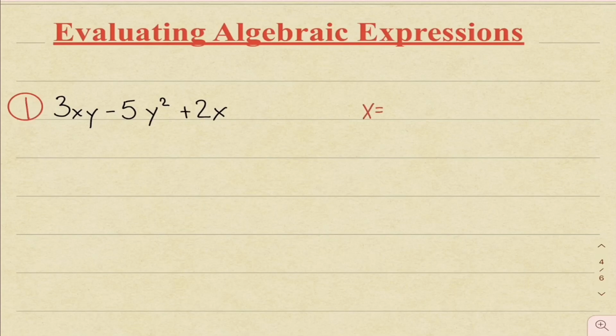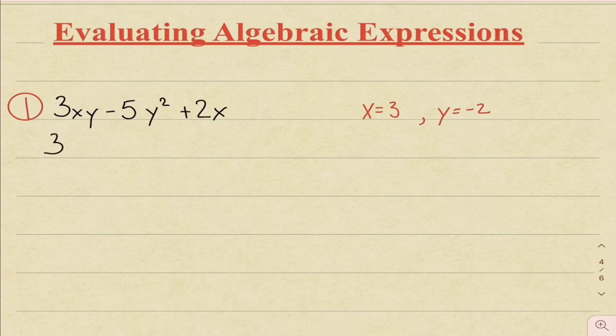X equals 3, and y equals negative 2. So x equals 3. What we have to do is plug in 3 wherever we see x. And then we have y equals negative 2. So wherever we see y, we have to go ahead and plug in negative 2.